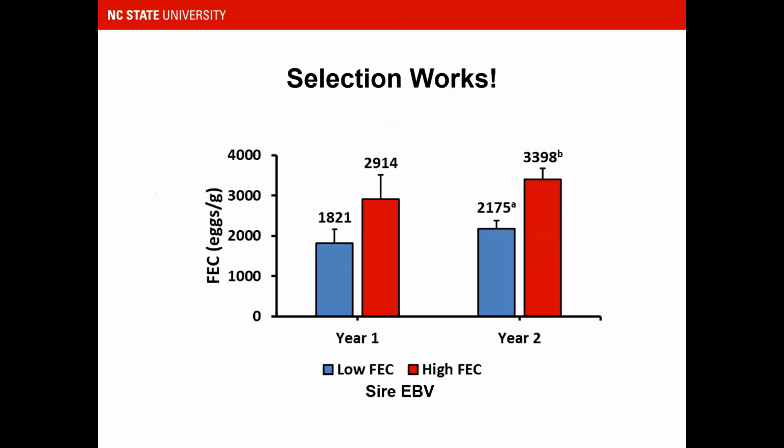We were able to observe what we thought was going to happen. Those progeny born out of low fecal egg count sires had lower fecal egg counts than the progeny born out of high fecal egg count sires. So this is just proof that the EBV works. The fecal egg count EBV is valid. Selection works, and progress can be made.